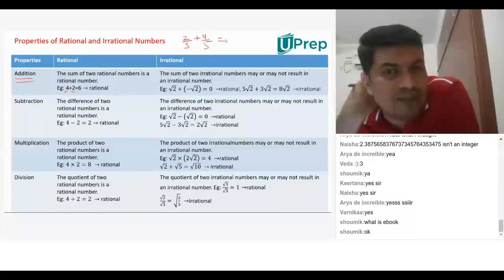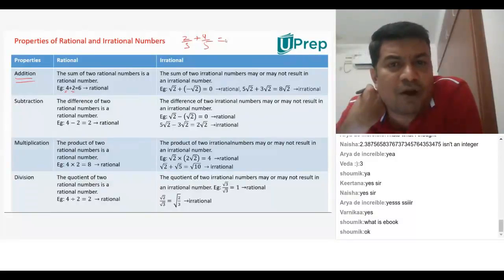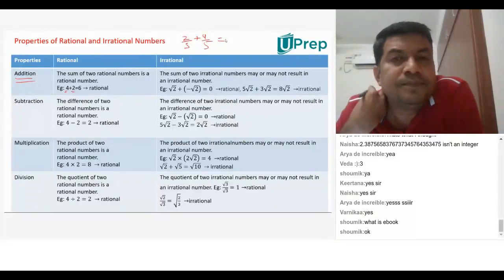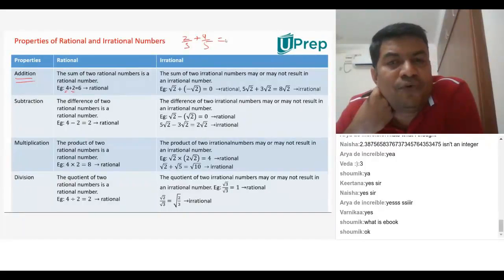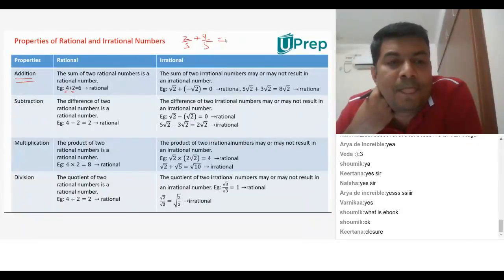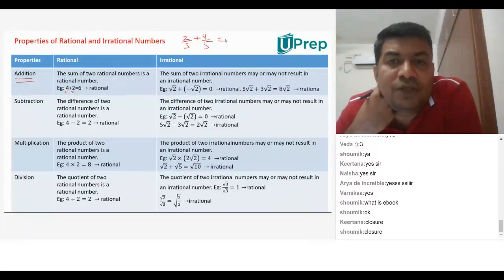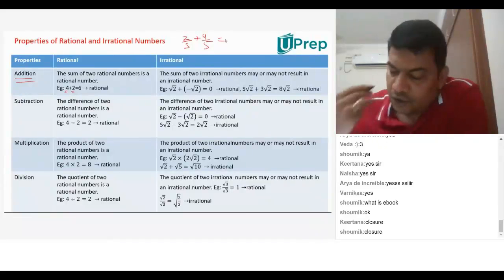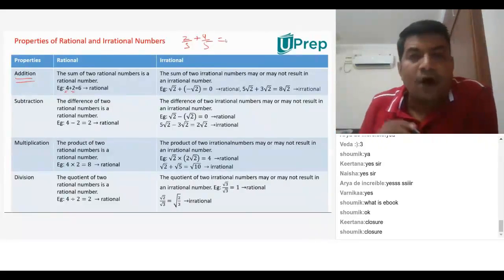Okay, the sum of two rational numbers is a rational number. What is this property called? The sum of two rational numbers is once again a rational number. What is such a property known as? In mathematics, you learned it already in your 6th and 7th standard. Come on. Very good, Kirtana. Such a property is called closure property. Closure property. Very good. So what is a closure property?